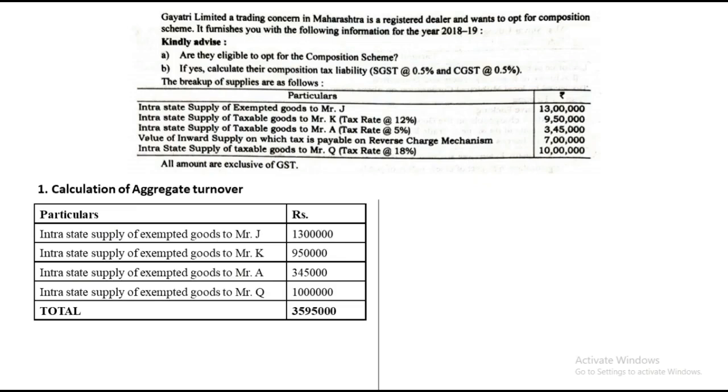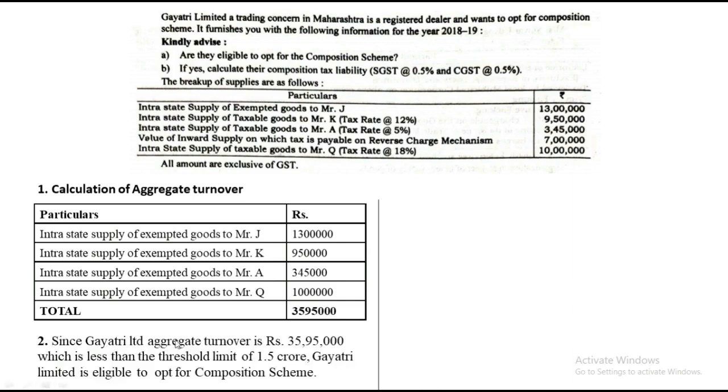Since 35 lakh 95 thousand is less than 1.5 crore, we can state that since Gayatri Limited's aggregate turnover is rupees 35 lakh 95,000, which is less than the threshold limit of 1.5 crore, Gayatri Limited is eligible to opt for the composition scheme. So the first question, whether they were eligible, we have fulfilled that. We found that first answer. Very simple. Just add, check the value, and apply the rule.